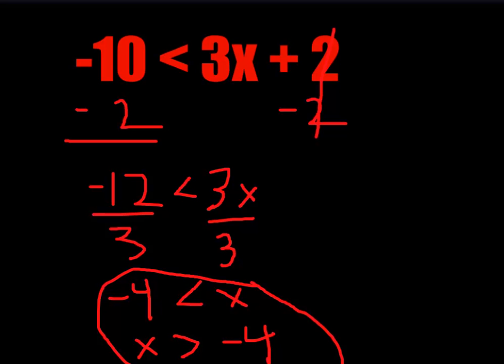Then we could take this and graph it on the number line once again. So if you come to the number line, you would just circle the negative 4 because it's hollow, and x is greater than negative 4, so the arrow points this way. So all of these things would end up making the inequality true.